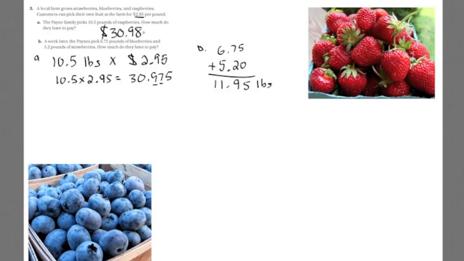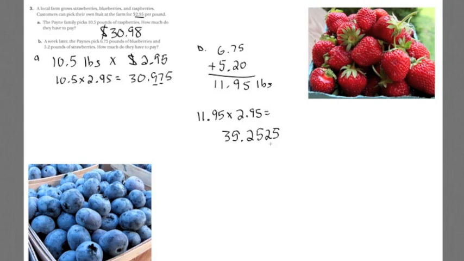And again, we go back to this. For every pound, they have to pay $2.95. So I'm going to take this 11.95 and I'm going to multiply that by the price per pound, which is $2.95. And when I do that, either on paper and pencil or a calculator, I am going to get 35.2525.